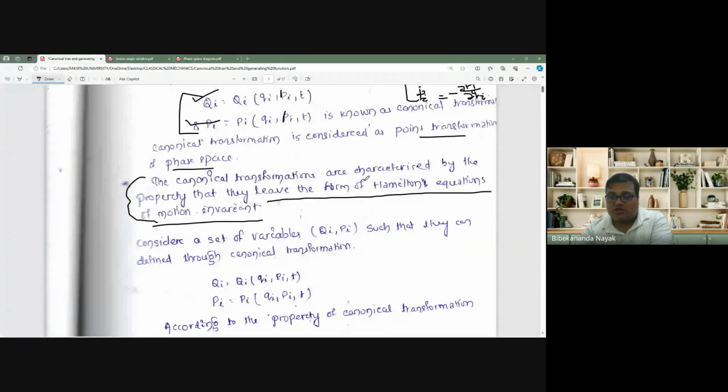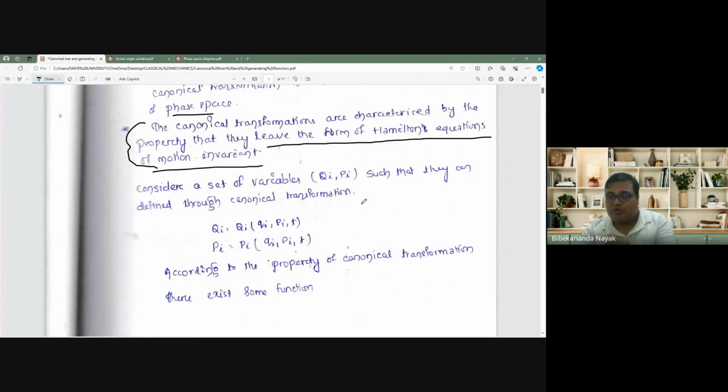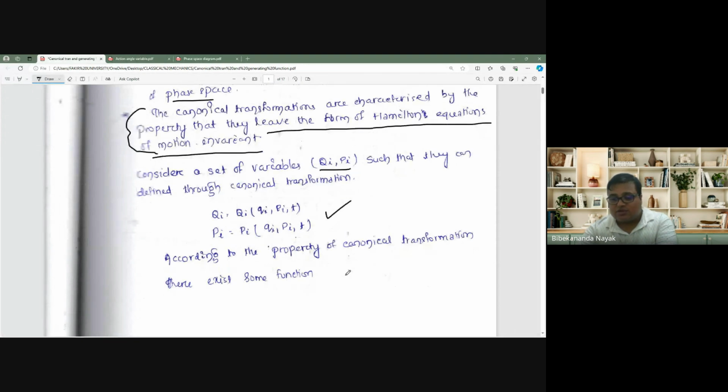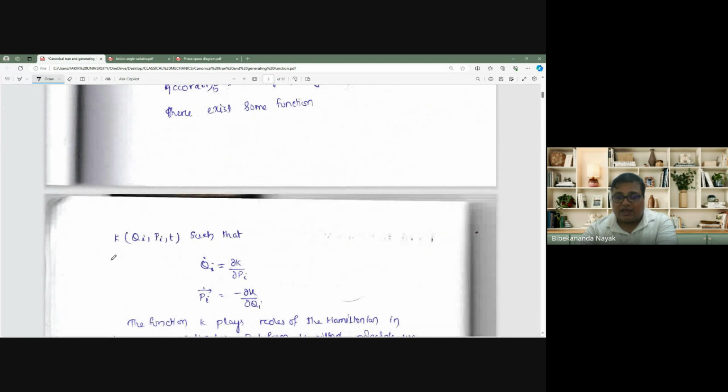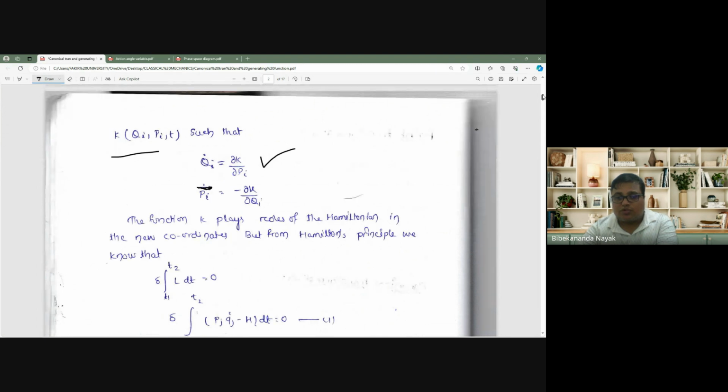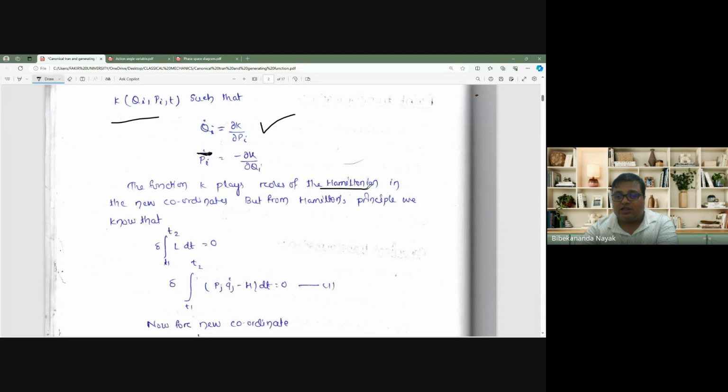If we consider a new set of variables capital Qi and capital Pi, so that they are functions of small qi and pi, then according to the property of canonical transformation, there exists some function K such that capital Qi dot is equal to del K by del Pi and capital Pi dot is equal to minus del K by del qi. The function K plays the role of Hamiltonian in the new coordinate system. The form is invariant in canonical transformation.